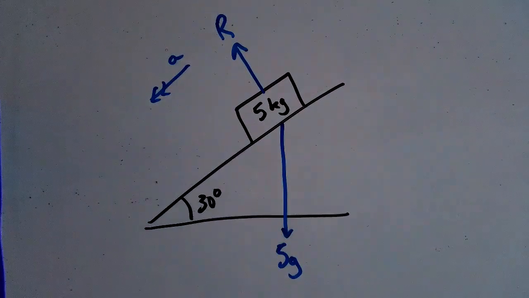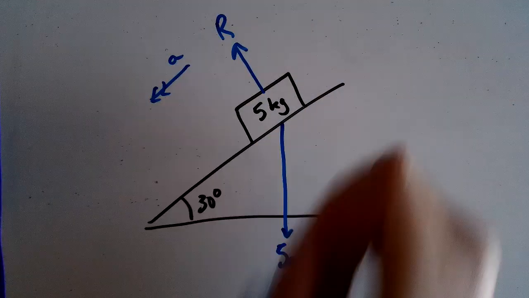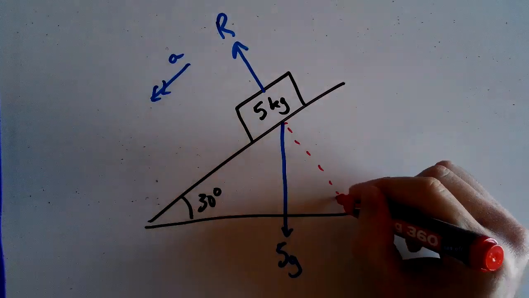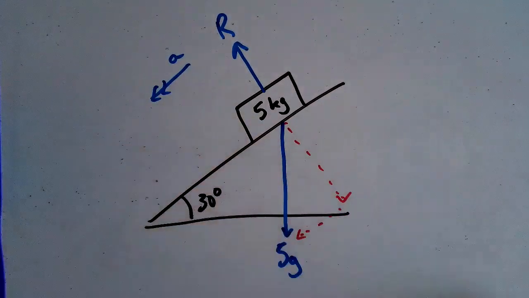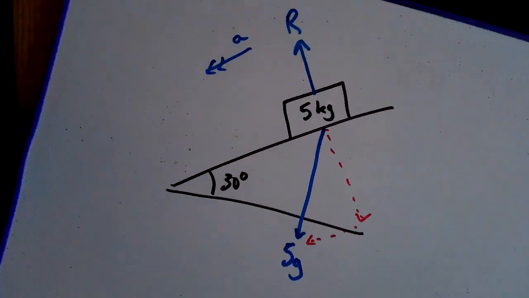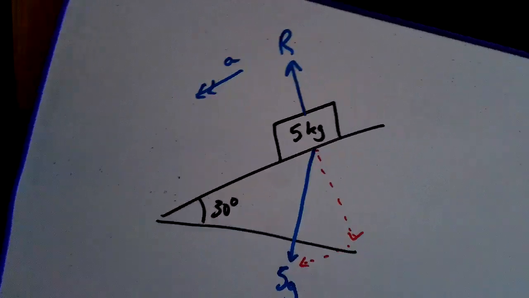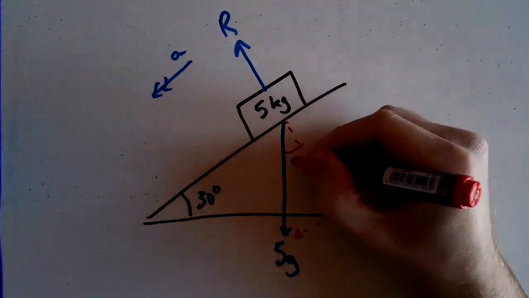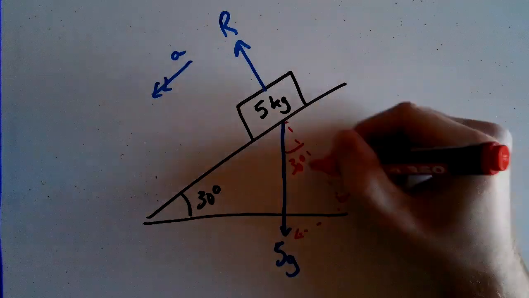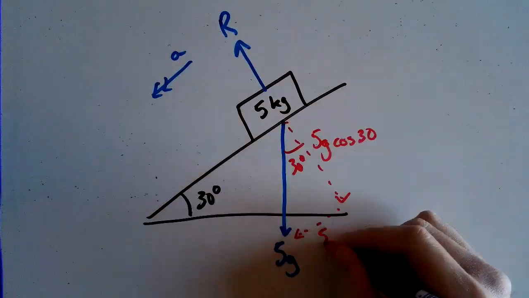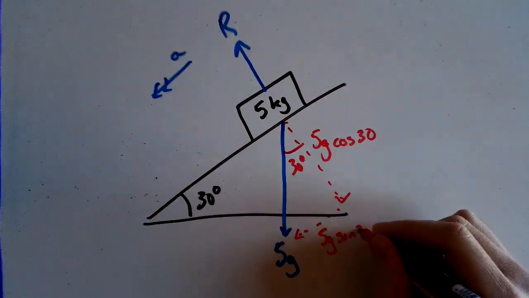And it says there's no external forces, there's no force pushing it, there's no forces pulling it. That's all there is. So we need to change the weight into horizontal and vertical. Because remember, with these questions, we tilt the page to make it horizontal and vertical. So this angle here is 30. Here's my adjacent, so it's 5g cos 30. This one's 5g sine 30.